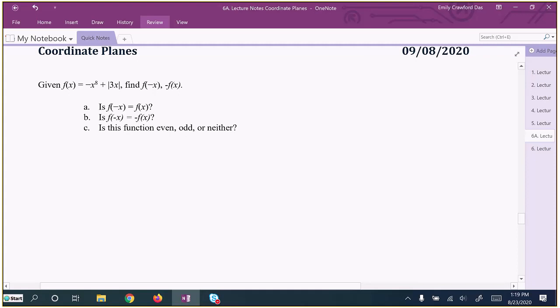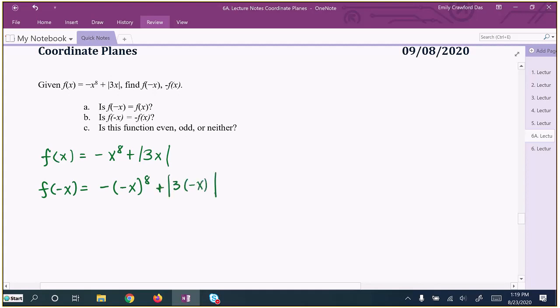Let's do another one of this type. We have f of x is minus x to the power 8 plus absolute value of 3x. First, I find f of minus x. So f of minus x is minus of minus x to the power 8 plus absolute value of 3 times minus x.